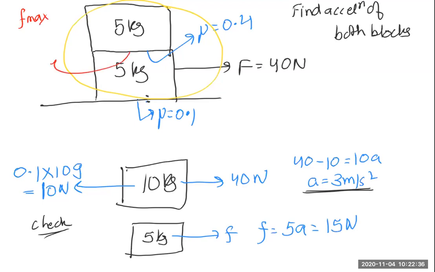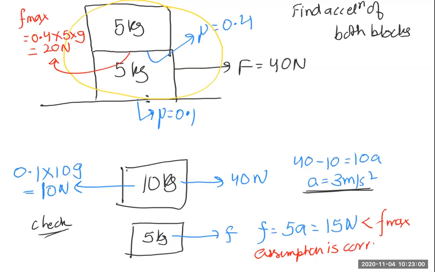Yahan pe F max hume nikalna hai. F max will be equal to 0.4 into 5 into G, which is equal to 20 newtons. Right. So here we have F less than F max. Therefore, the assumption is correct. A is equal to 3 meter per second square.